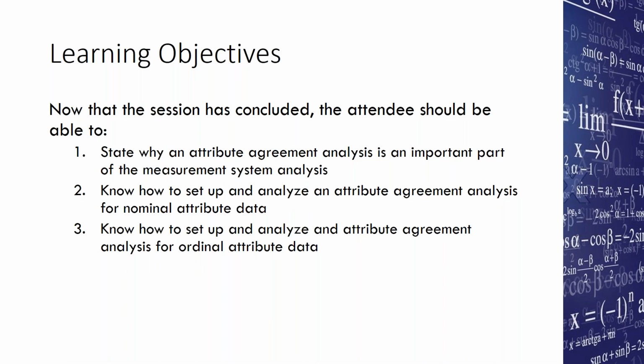So the first is I would hope that you'd be able to state why an attribute agreement analysis is an important part of the measurement system analysis overall. Next, I would hope that you would now know how to set up and analyze an attribute agreement analysis for nominal data. And I would also hope that you would know how to set up and analyze an attribute agreement analysis for your ordinal attribute data. And I hope that the helpful hints that I gave you are worthwhile.